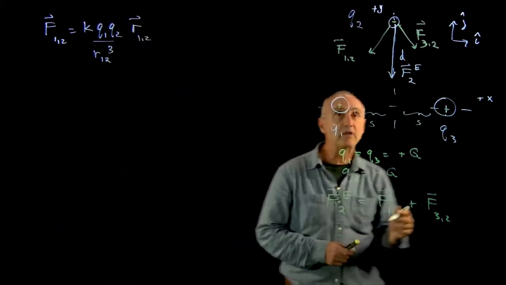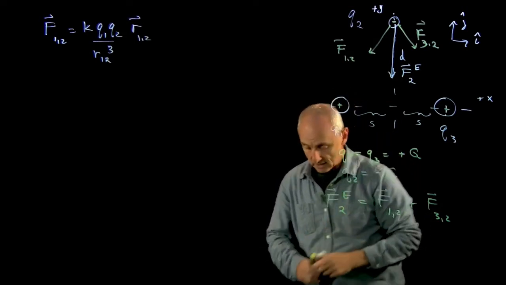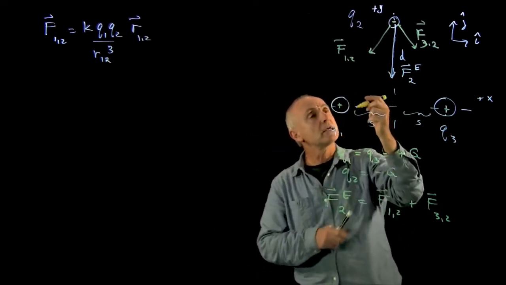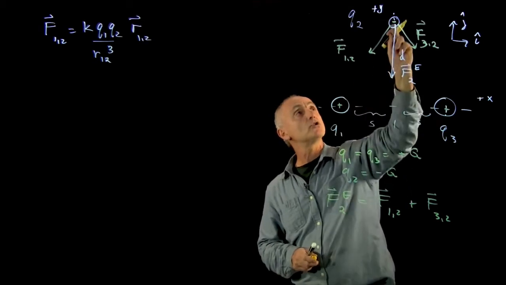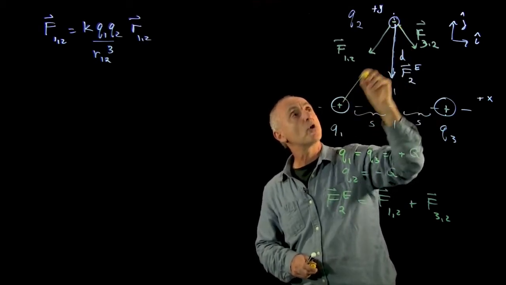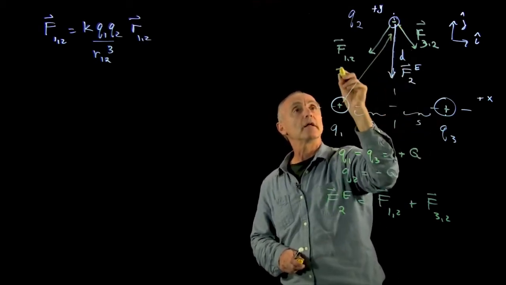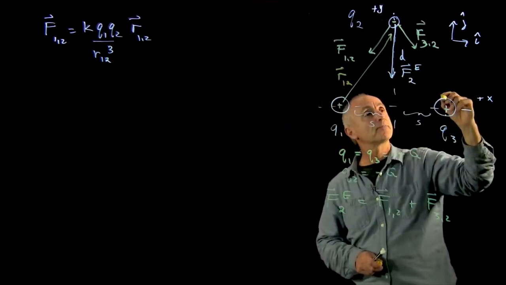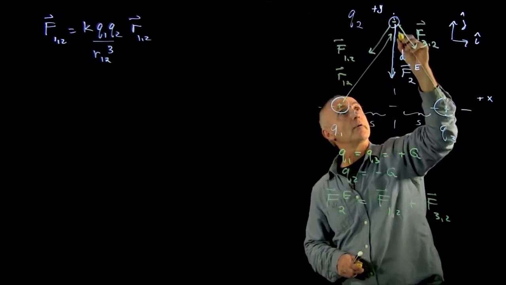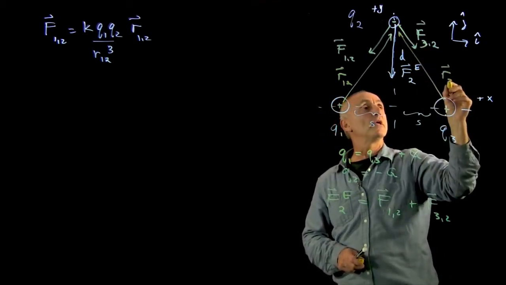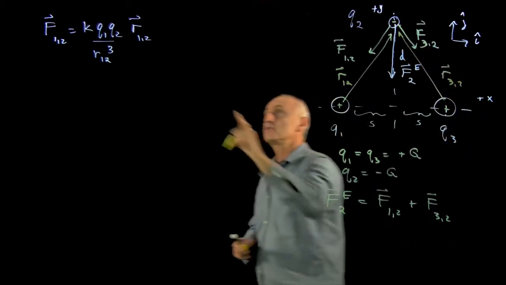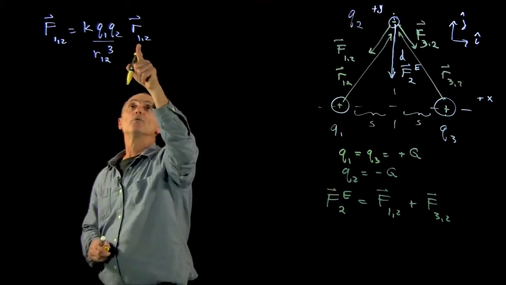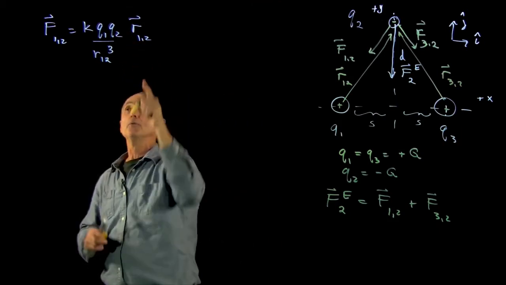Now, what was that vector r1,2? That's the vector from 1 to 2. So I'm going to draw it like that. That's the vector r1,2. And over here, I'll draw the vector r3,2. Again, r1,2 is the vector from 1 to 2.